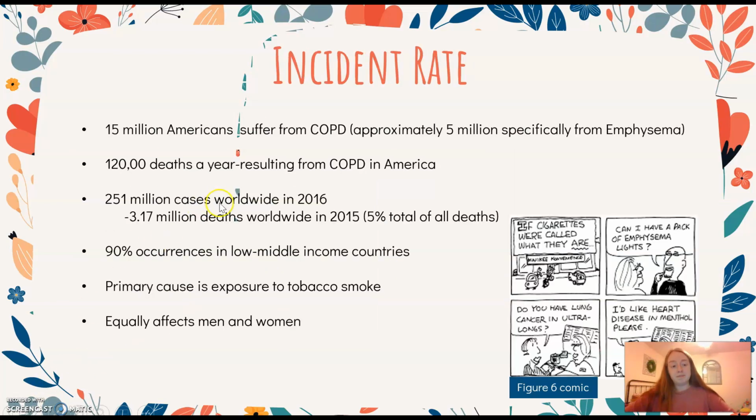All right, incidence rate. 15 million Americans total suffer from COPD, and if you remember, earlier I said COPD is two categories: type A and type B. Emphysema is the A type, and it approximately affects 5 million out of that total of 15 million. So the other 10 million is type B, which is chronic bronchitis. 120,000 deaths a year result from COPD total.